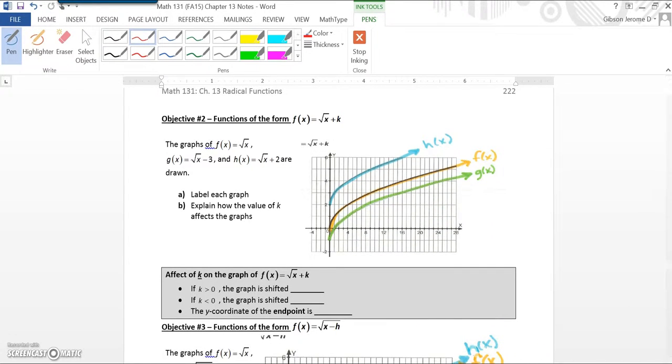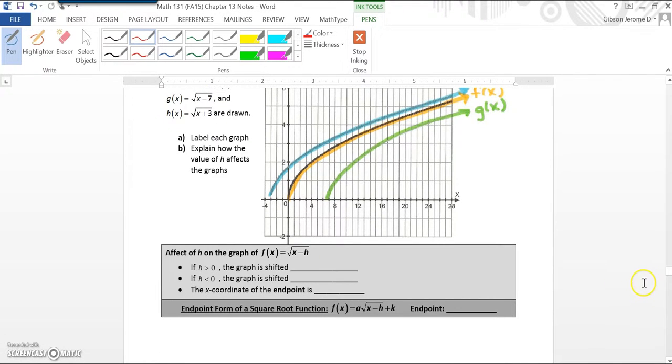Okay, now we go on to the next page. Again, we have these graphs. Now, again, it takes a while to draw these graphs, so I just had them pre-drawn. It says here, objective 2, functions of the form f of x is equal to the square root of x plus k. The graphs of f of x equals the square root of x, g of x is equal to the square root of x minus 3, and h of x equals the square root of x plus 2 are drawn. It says label each graph, which again, you could put this in your calculator, and then you could clearly see how the graphs will be labeled. It says explain how the value of k affects the graphs.